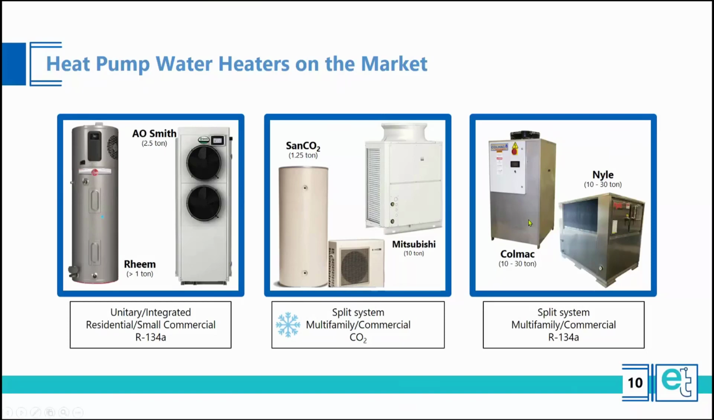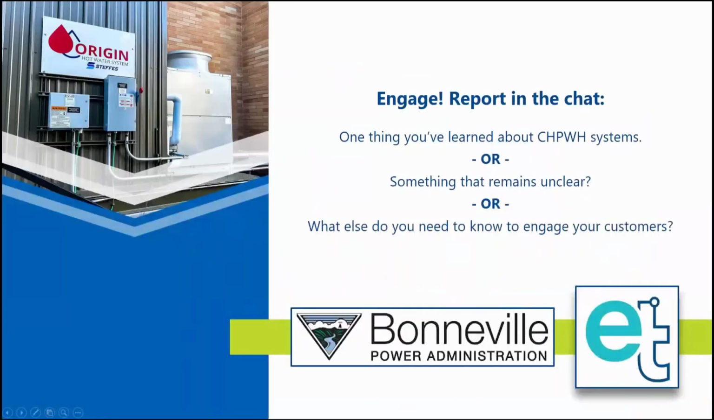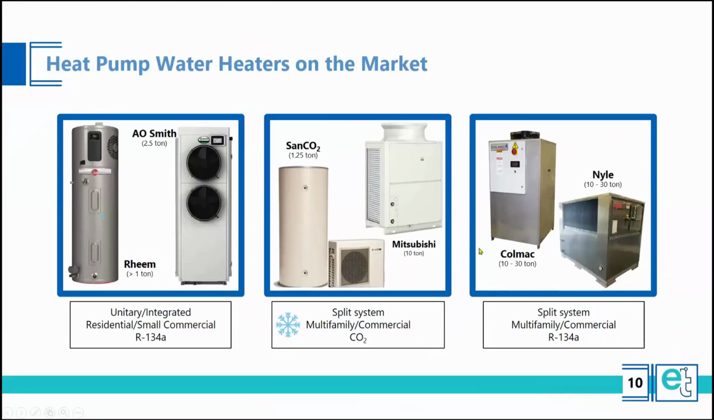And finally, we have, oh, so sorry, went too fast, go back. Finally, we have on the far right some split systems, larger units, the Colmac and the Nile, that work well in buffered spaces, or they work better with warmer intake waters that require less of a lift and be good in a multi-pass type of situation.